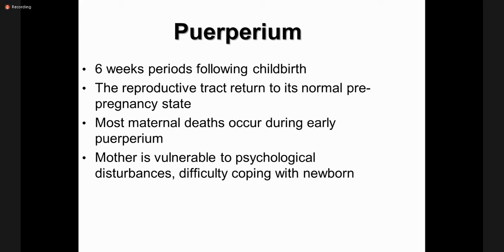This is the most critical period for a female. The mother is vulnerable to psychological disturbance and difficulty in coping with a newborn. So this is the phase where the mother is psychologically disturbed as well, and major morbidities occur during this phase, the first 6 weeks following childbirth. So you should know the definition of puerperium, a 6 weeks period following childbirth, and that the reproductive tract returns to its normal pre-pregnancy state. In Urdu, we call it sava mahina. So this is that phase, the puerperium.